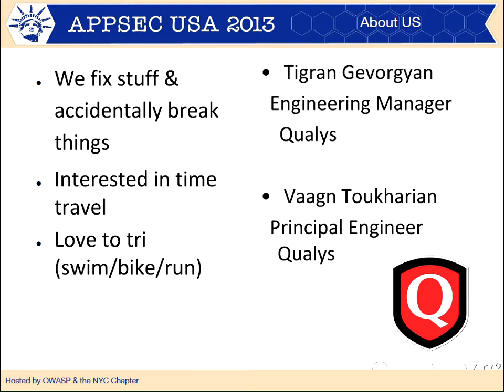So who are we? We are Vaagn Toukharian and Tigran Gevorgyan, and we work for Qualys. We break stuff, as all of you probably do, and sometimes we fix stuff. We are into time travel, which we'll talk about in a little bit, and we both love to run, meaning we run fast, we swim fast, and bike fast, so if you start heckling us, we'll run away.